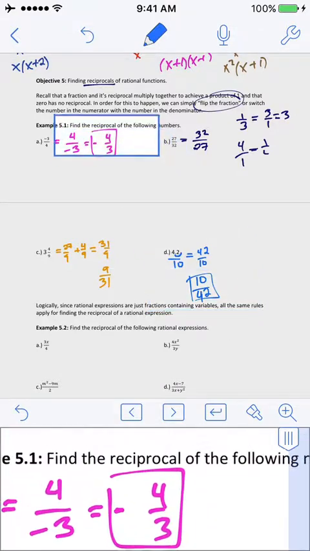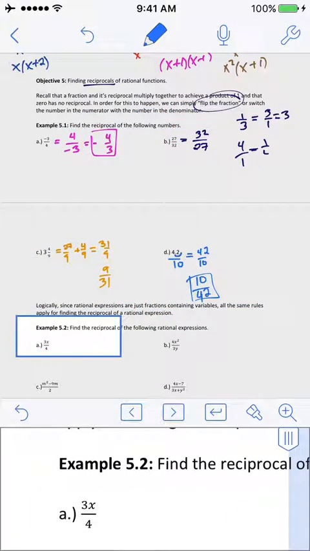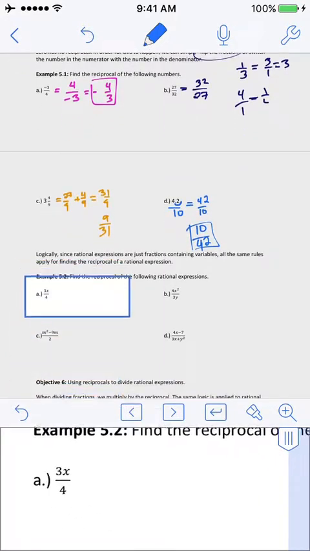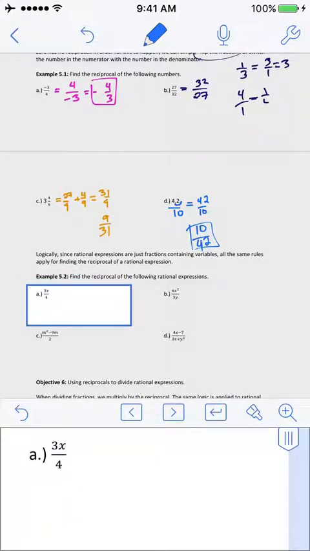Alright, so that was a little refresher course on reciprocals for numbers. Let's try with a few rationals now. The rationals are virtually the same thing. It's exactly the same thing, right? It's important to remember that if we end up with something on the bottom that has a variable, if our denominator has a variable, that variable cannot equal 0. But since these are just expressions right now, we don't have to worry about that. They're just expressions. So let's just flip them.